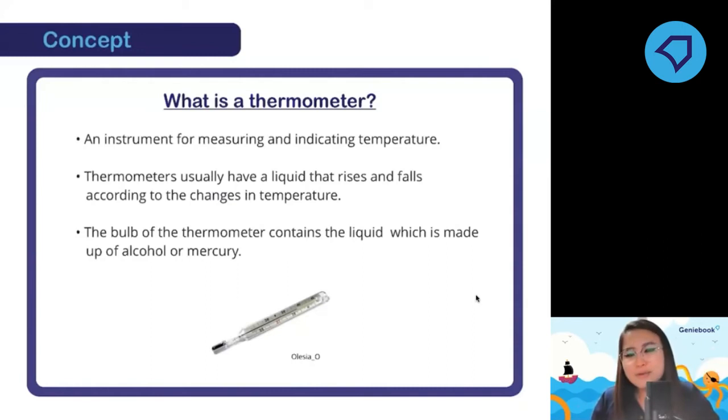Very long time ago, they actually used mercury. Have you heard of the word mercury before? Yes, you've learned about mercury before. Mercury is actually a metal that is a liquid at room temperature. The reason why they use mercury is because it responds very quickly to heat. If placed in something that is hot, mercury will rise very quickly and give you a very accurate result. If you put it in something cold, it will fall very quickly and give you accurate results. That's the reason why we used mercury.